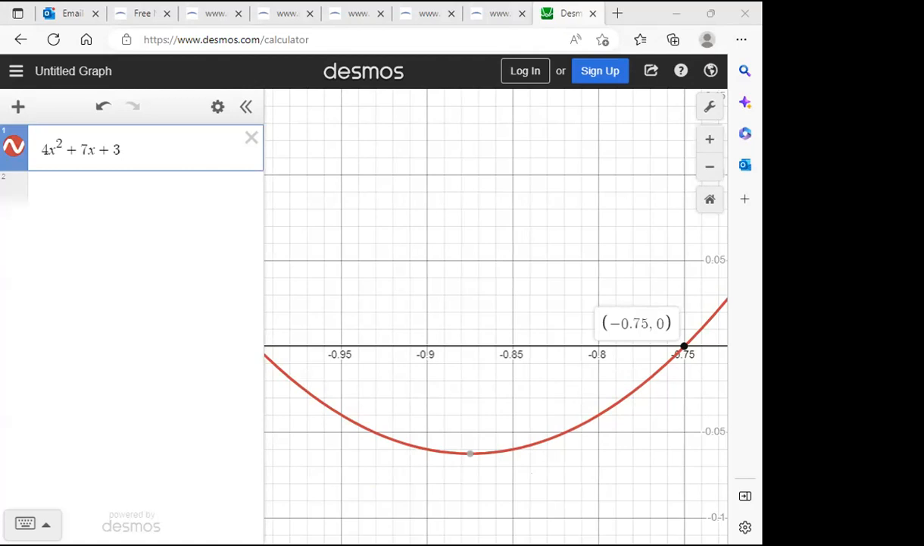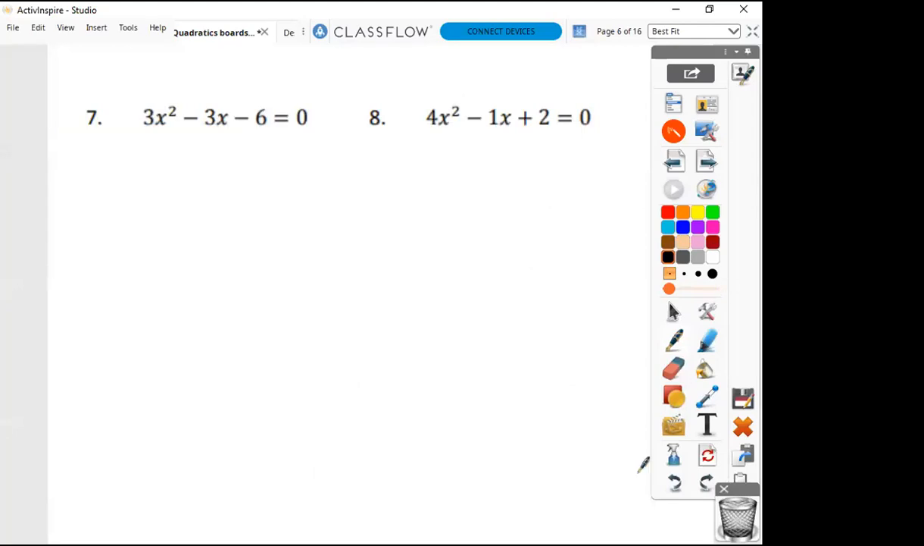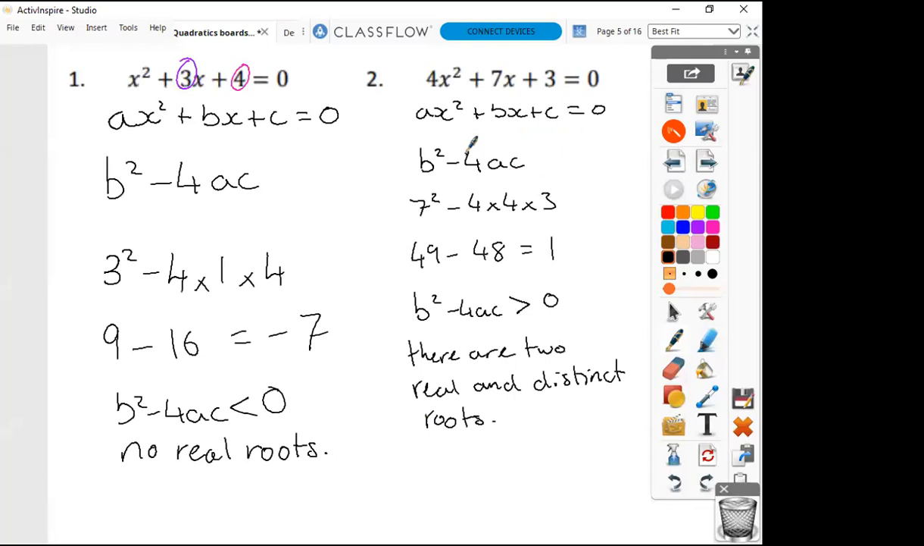Daniel, can I ask a quick question? Go for it. Sorry, I'm just a bit confused. I don't know if I missed a bit. See where you've done 7 squared minus 4 times 4 times 3? See the minus 4 times 4? Where are the numbers coming from?